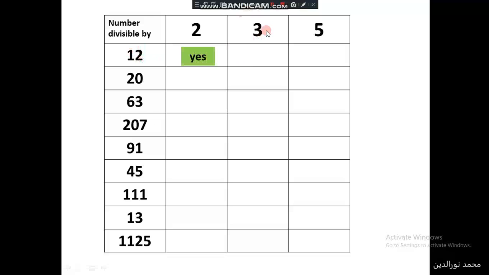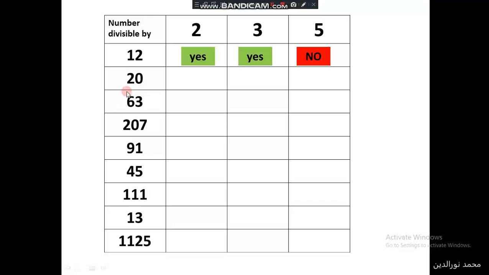Yes. Is it divisible by 3? We add the digits up. 2 plus 1 is 3, divisible by 3. Yes. Is 12 divisible by 5? We look at the ones digit. A number is divisible by 5 if its ones digit is 0 or 5. So 12 is not divisible by 5. So no.